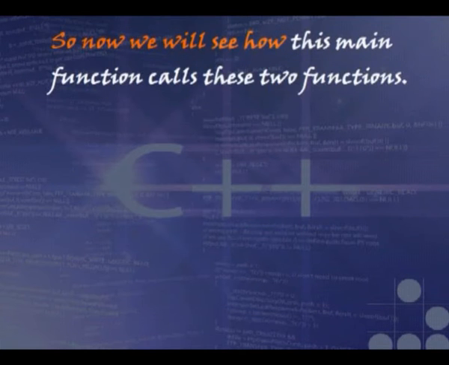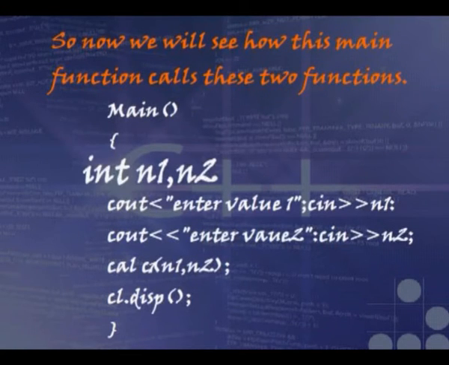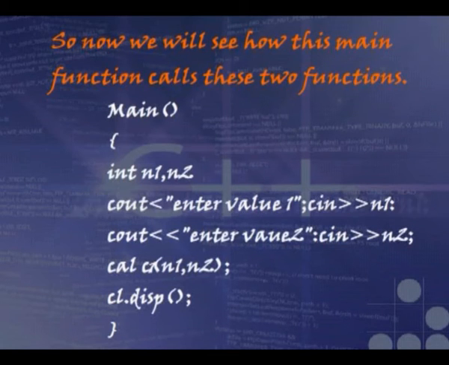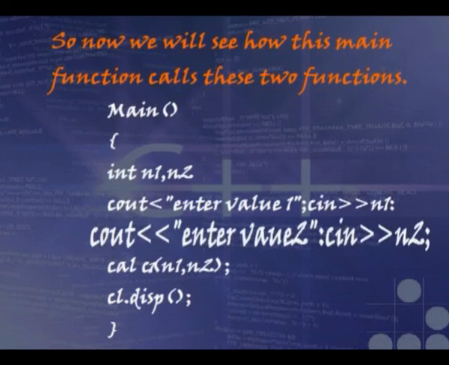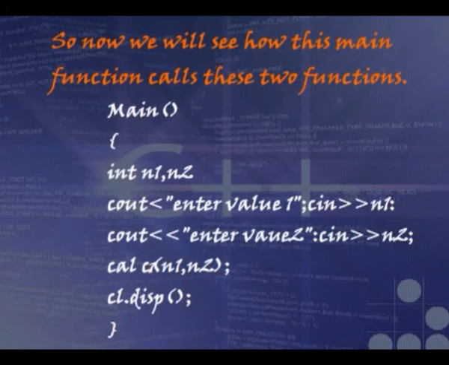So, now we will see how this main function calls these two functions. Every program starts its execution from the main function followed by the opening brace. You are having two variables n1 and n2. You are entering the value for n1, and using the cin operator you are getting the value. You are asking the user to enter the second value for n2. Then here you are calling the function: cal c1(n1, n2). So, class name followed by the object name. C1 here is the object.